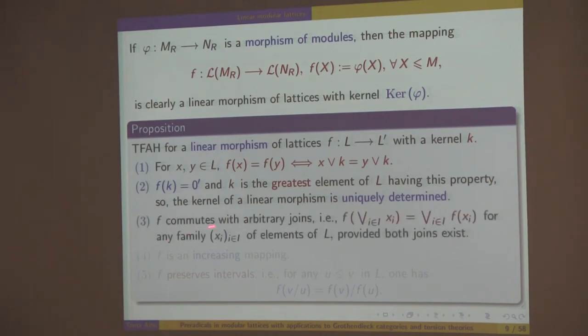F commutes with arbitrary joins. This means that F of a join is the join of the range of F for any family of elements, provided the join exists, since the lattices are not necessarily complete. Then we have this one: F is an increasing mapping. And F preserves intervals. This means that for any a smaller than b, F of this interval is this interval.